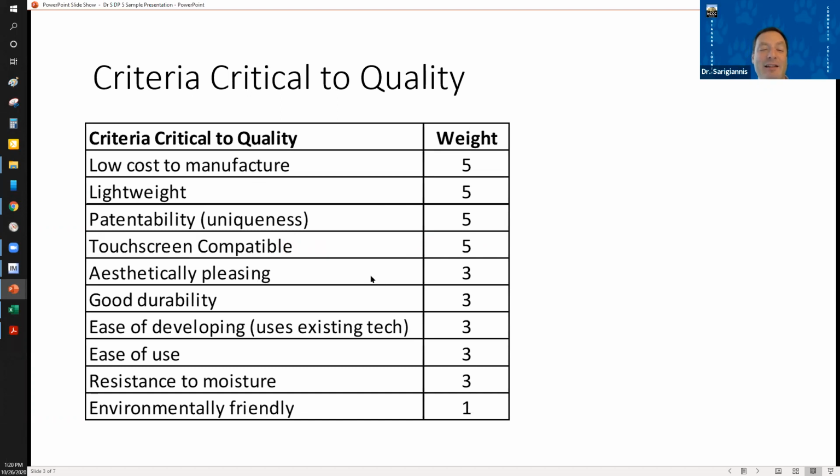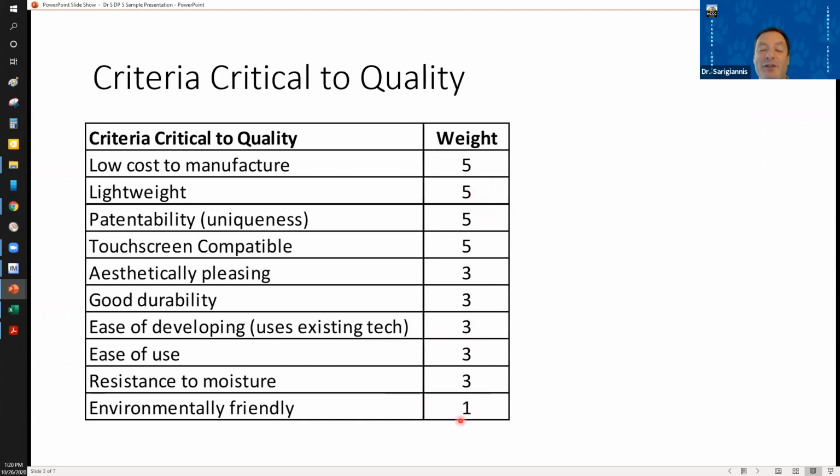I thought that aesthetically pleasing was important, but not the most important thing. Durability, same thing. Ease of developing, uses existing technology. I thought this is important, but not the most important thing. And then these two options, right? These are all, I think, important for the customer and myself, but not critical, right? They have to be top 5.